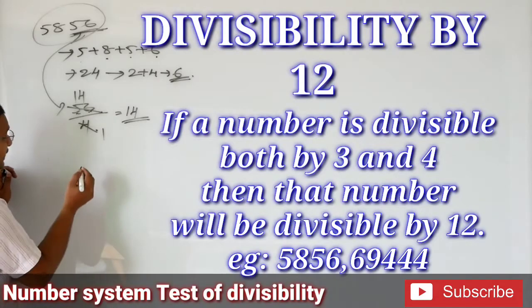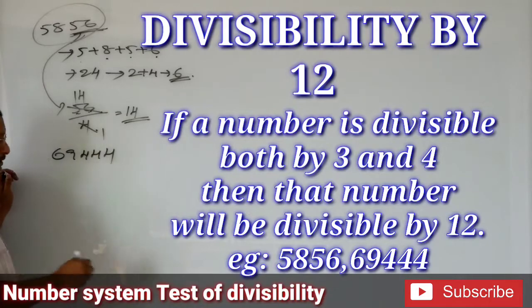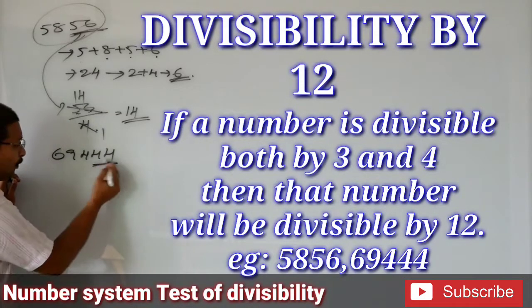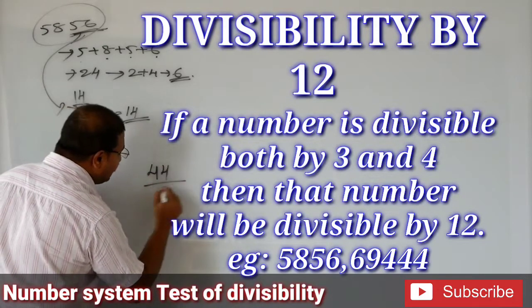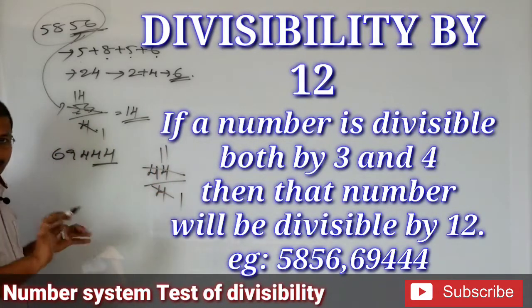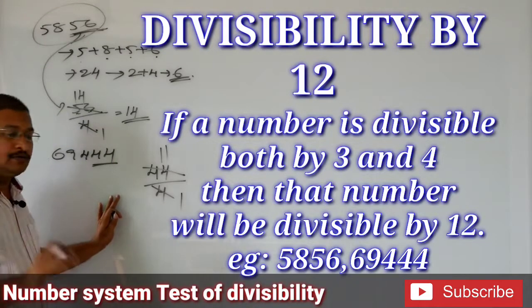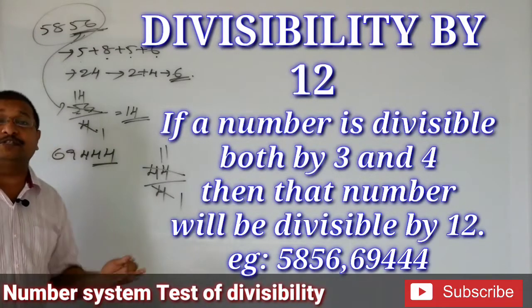Ready? Let's see the next number. 69444. See, the last 2 digits, 44. 44 means it is divisible by 4. Because when you cancel by 4, 4 11s are 44. So surely it is divisible by 4.